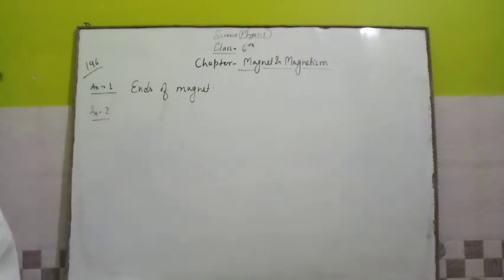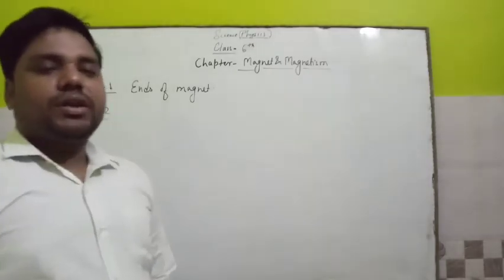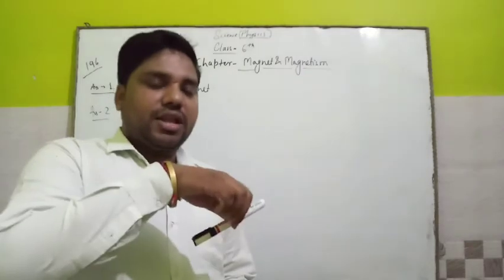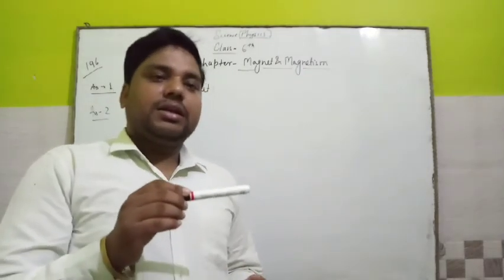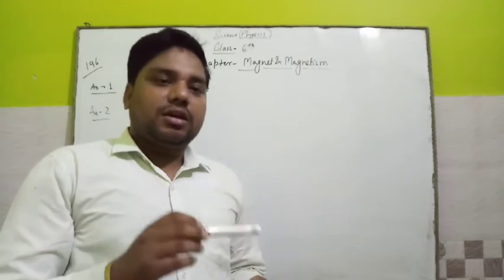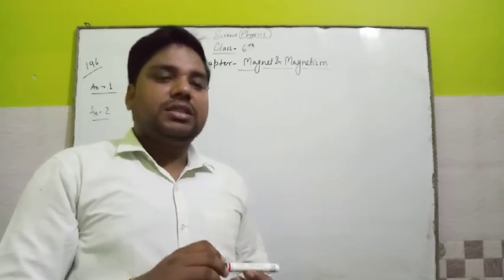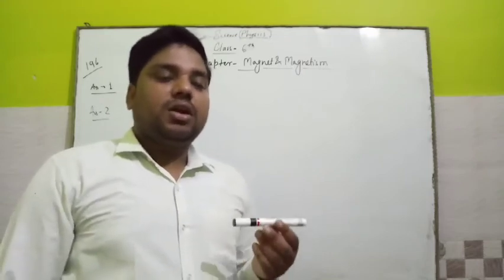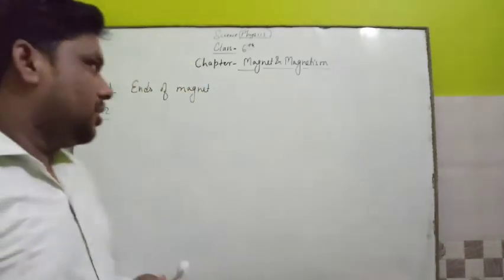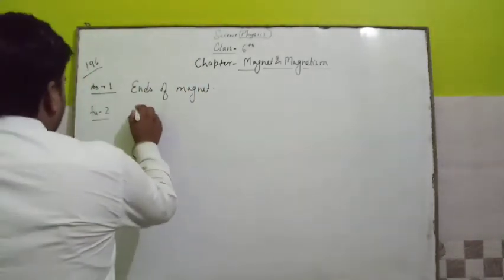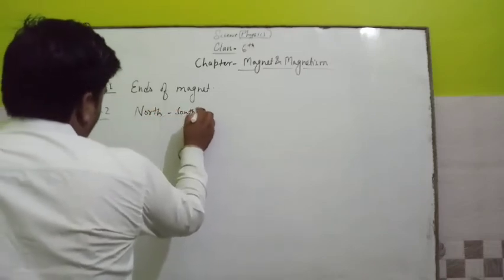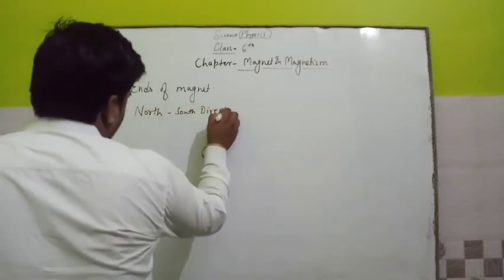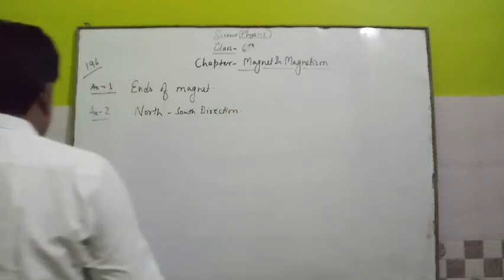Now answer 2. In which direction does a suspended magnet come to rest? It means when you take a magnet suspended with the help of a thread, it comes to rest in the north-south direction. Okay, north-south direction.